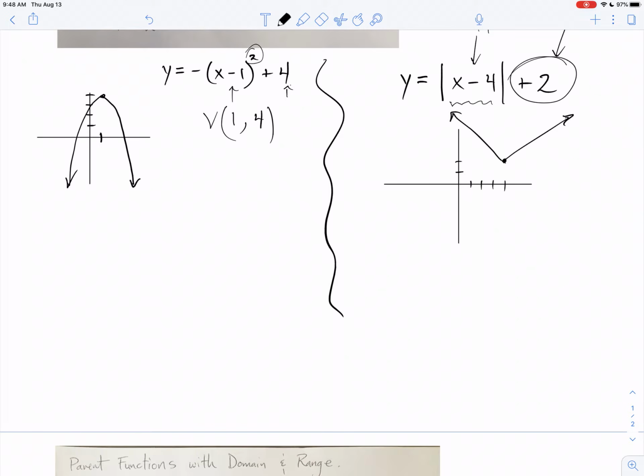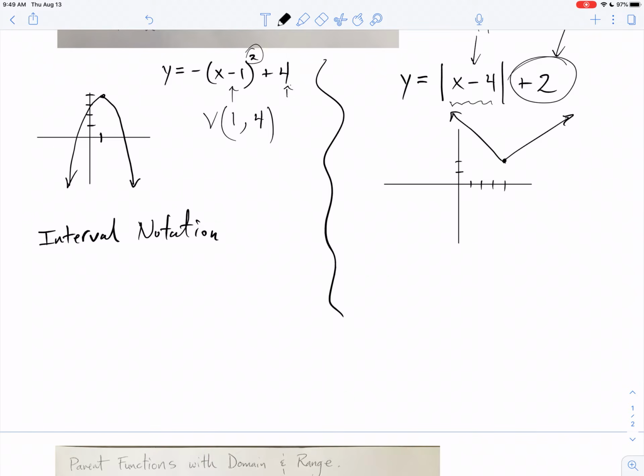Now let's talk about domain and range. Because domain and range, there's different ways to do it. We are going to use something called interval notation, because we use this a lot in calculus, so I want you to be familiar with it. Here is the deal with this.